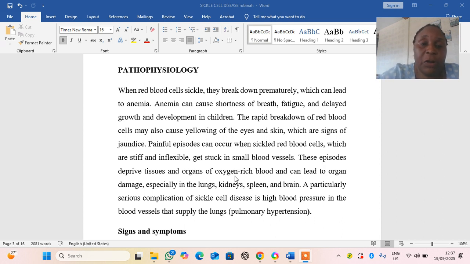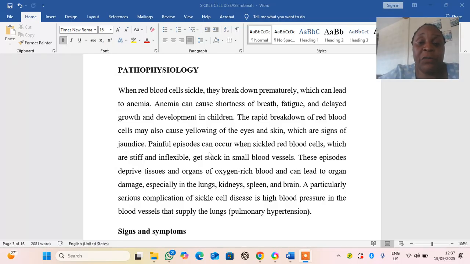Okay, let's talk about the pathophysiology of sickle cell. Here we want to explain how the signs and symptoms come, what happens to the body for this patient to start complaining of the presenting signs and symptoms. We said in the beginning that the sickle cells form what we call a sickle shape, and they are not flexible. They cannot move through smaller vessels. Therefore, as they move to smaller vessels, they obstruct the flow of blood.